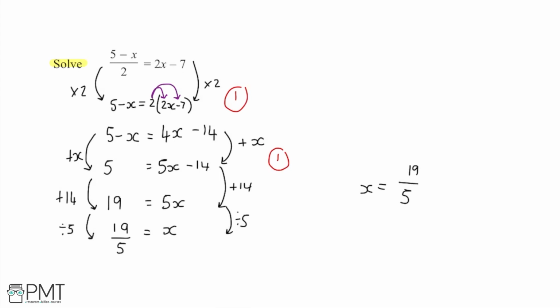So it can be simplified, it can be written as 3.8 or equivalent fractions. However, 19 over 5 will get us the mark here, along with anything equivalent to it.